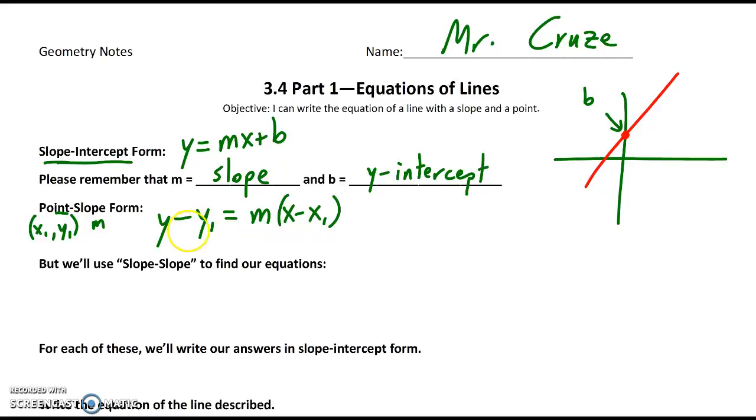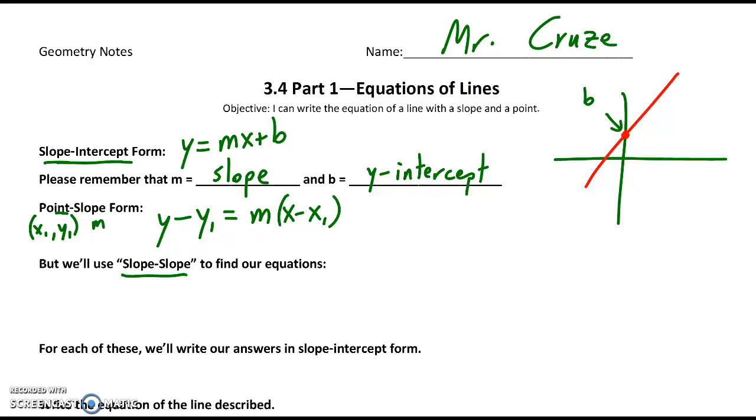I will tell you, this form is useful, but we actually have a nicer way here in our math department that we do it, which is really just a rewrite of point-slope form, and we call it slope-slope, okay? And it's probably the easiest way that we have. If you're given a slope and a point, it's the easiest way that we have to write an equation of a line back in slope-intercept form.